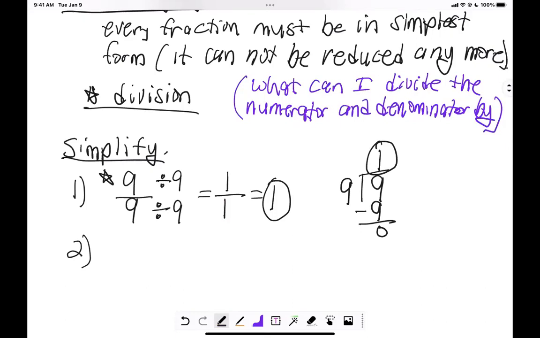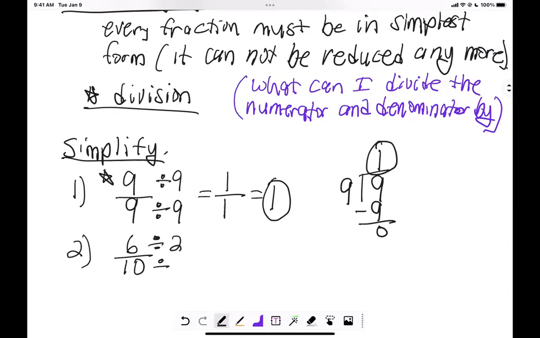Two. 6 over 10. Okay, number one, I always look for even numbers. Aren't 6 and 10 both even? I know at least minimally I can divide by 2. I might be able to divide by more, but I know at least I can divide by 2. If I divide 6 by 2, I get 3, and I can't get a 3 out of 10. So I'm going to divide both of them by 2.